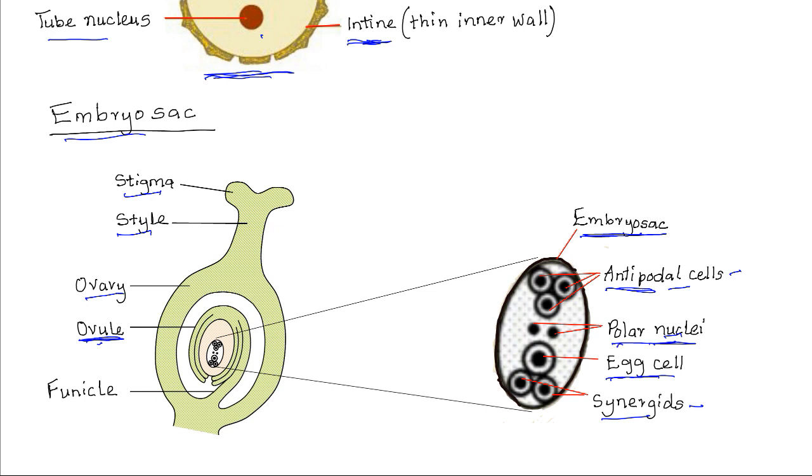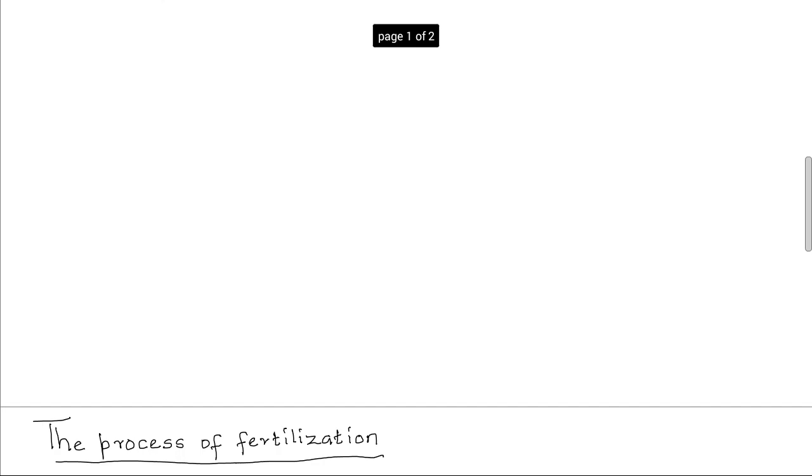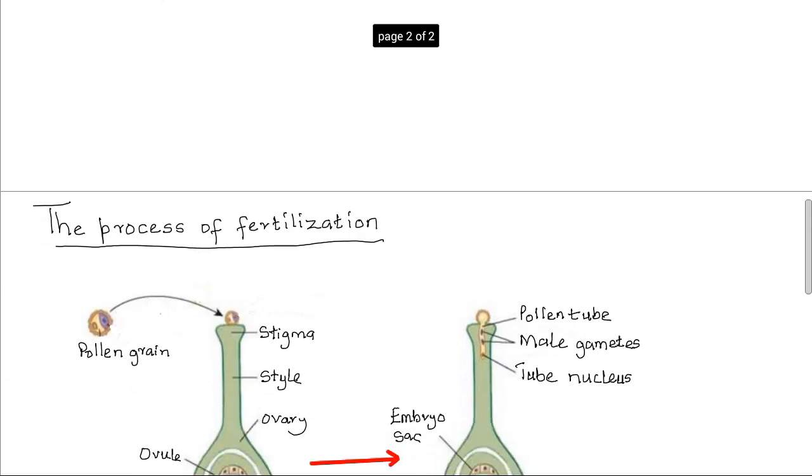So these make up the embryo sac that is contained within the ovule, and then the ovule is contained within the ovary. The ovary makes part of the carpel. The carpel is the female part of the flower that makes up the gynoecium. So again, the embryo sac is not the female gamete, but is a structure that contains the female gametes in the form of the egg cell. Now we look at how the process of fertilization takes place in flowering plants.